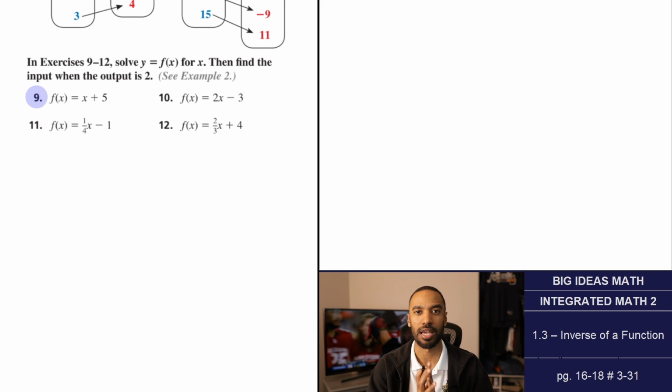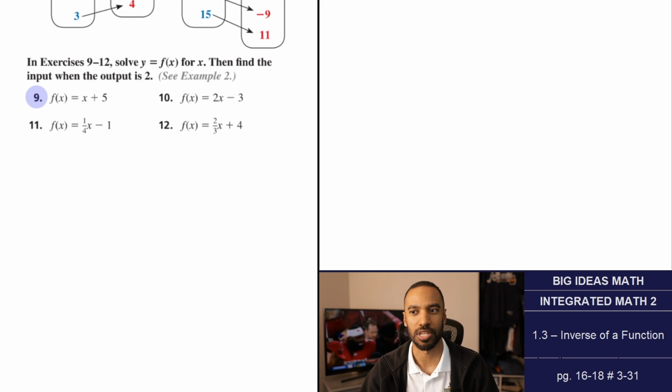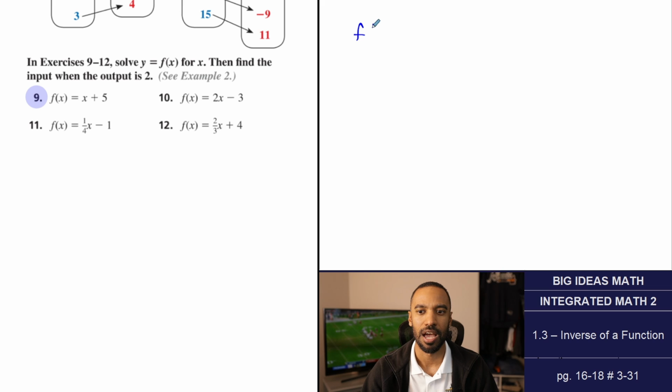This is probably lesser of an actual practice when it comes to later testing. I shouldn't say that for sure. It depends on your teacher, but I often wouldn't see a thing like this. Early practice. All right, number 9, f of x equals x plus 5. Let's turn the f of x into y.